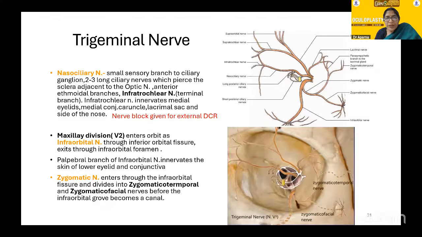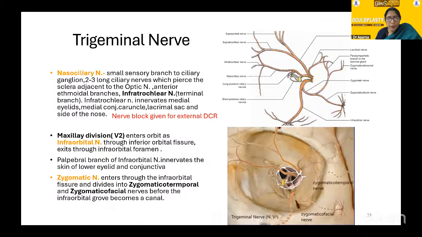The maxillary division is the second division of the trigeminal nerve. In the orbit, it travels as the infraorbital nerve through the inferior orbital fissure and exits through the infraorbital foramen. So it gives off the palpebral branch to the lower eyelid and skin and the conjunctiva. The zygomatic nerve also enters the orbit through the inferior orbital fissure, and it divides into the zygomaticotemporal and zygomaticofacial nerves.